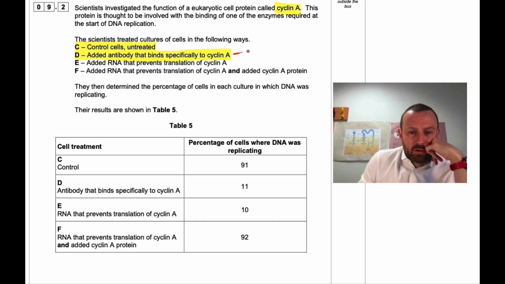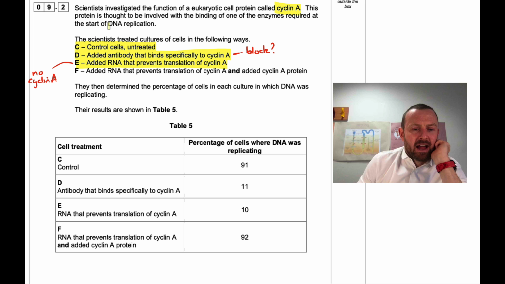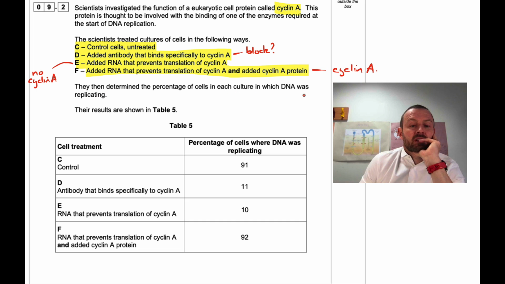I'm wondering, is that going to sort of block it or something? Block its activity, maybe? E, added RNA that prevents translation of cyclin A. So no cyclin A produced, I suppose. No cyclin A protein. And F, added RNA that prevents translation of cyclin A and added cyclin A protein. That's weird. Okay, so there is cyclin A, but it's been artificially added. They then determined the percentage of cells in each culture in which the DNA was replicating.